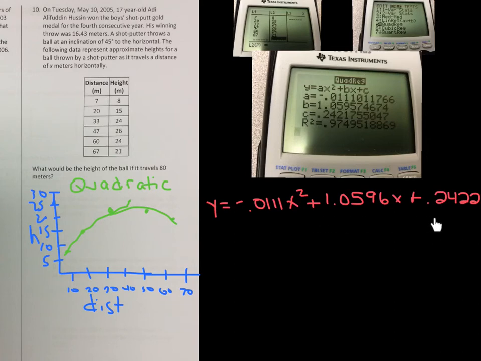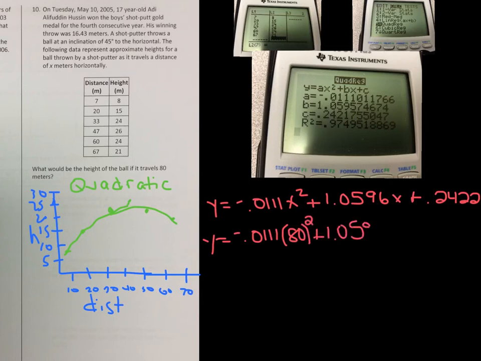Now, technically, if you didn't want to write out the equation with x's in there, you really didn't have to show this step because they want us to figure out the height of the ball if it travels 80 meters. They want to know when the x value is 80. So if you had just jumped right into substituting each of those x's with an 80, that would be totally fine to get full credit.